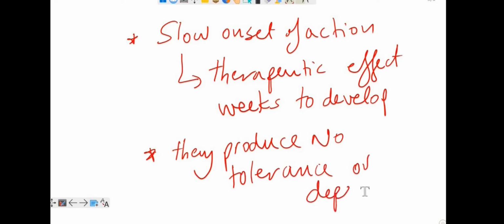Unlike benzodiazepines, which produce tolerance and dependence, these drugs produce no tolerance or dependence. Therefore, what you expect is that they produce no withdrawal potential. If I stop the drug, there will be no dangerous withdrawal consequences. Of course, they produce very minimal side effects. Usually, they can produce dizziness or nausea, especially at the beginning of therapy. So these are the non-benzodiazepine anxiolytics.